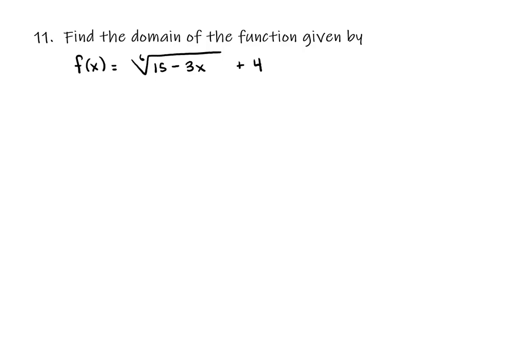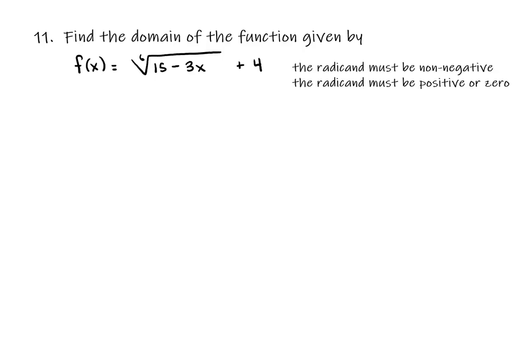Also, let's recall the rules about the domains of radicals. If the index is even, then the radicand must be non-negative, meaning the part inside the radical has to be non-negative. When it says non-negative, that means it has to be positive or 0. So we want to set this up to be positive or 0. So we're going to take the radicand, that would be this part and just this portion of it. And then we're going to say that the radicand must be greater than or equal to 0. That's how we write positive or 0.